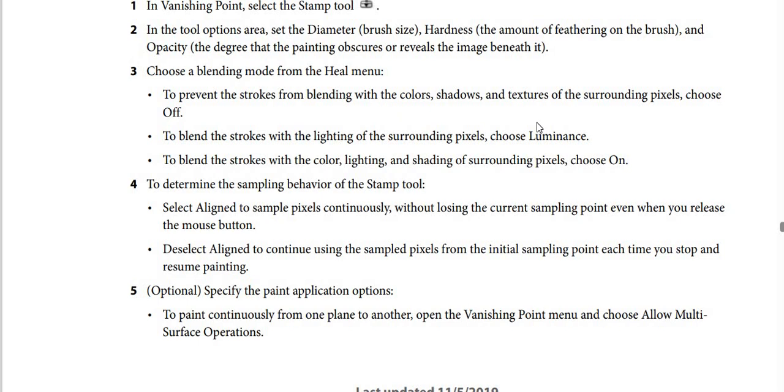Step number 4. To determine the sampling behavior of the stamp tool, select Align to sample pixels continuously and without losing the current sampling point even when you release the mouse button. After that, deselect Align to continue using the sampled pixels from the initial sampling point each time you stop and resume painting.